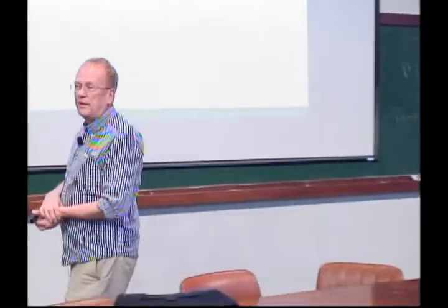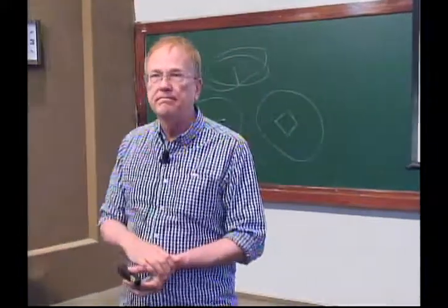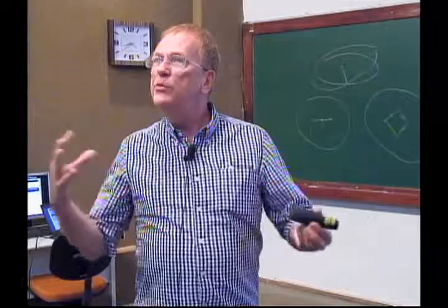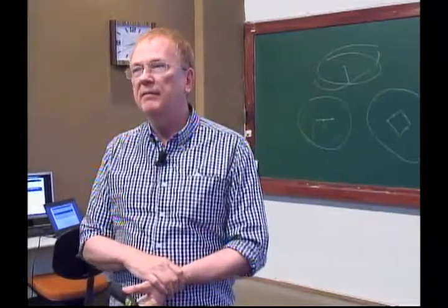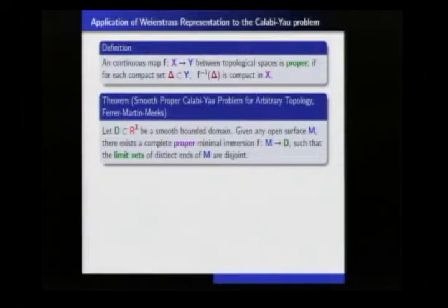What does smooth mean? Smooth means that it has smooth boundary surfaces, a finite number of them. So it's a smooth, bounded domain in space. Okay, so let me just give you an idea of how the Weierstrass representation works here.